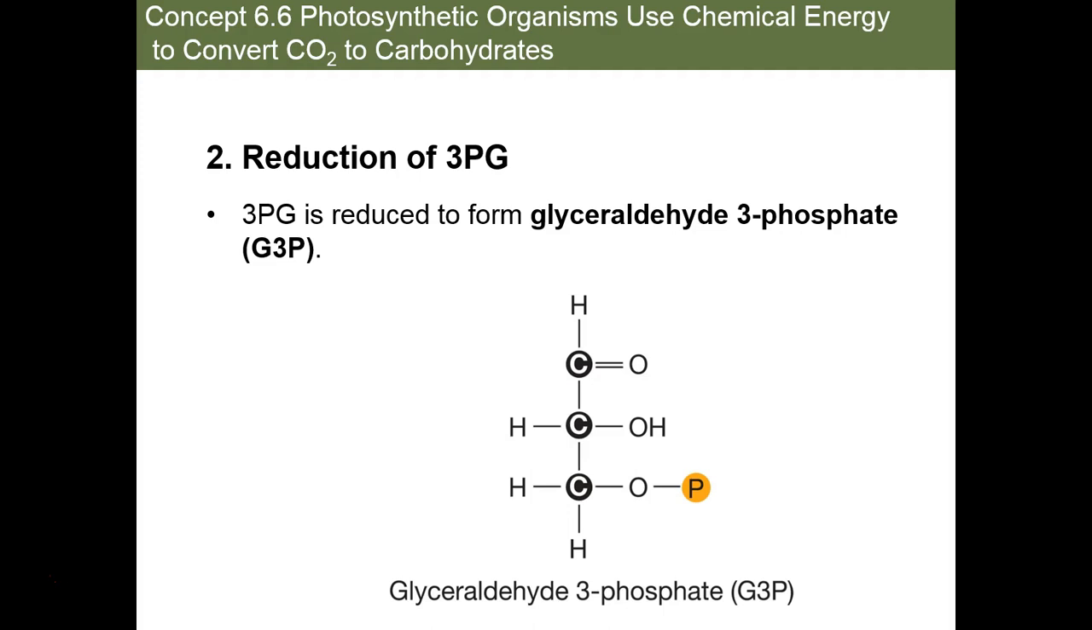The second step of the Calvin cycle uses the 3-PG from the first step. 3-PG is reduced to form the molecule G3P. This step is appropriately titled the reduction of 3-PG.